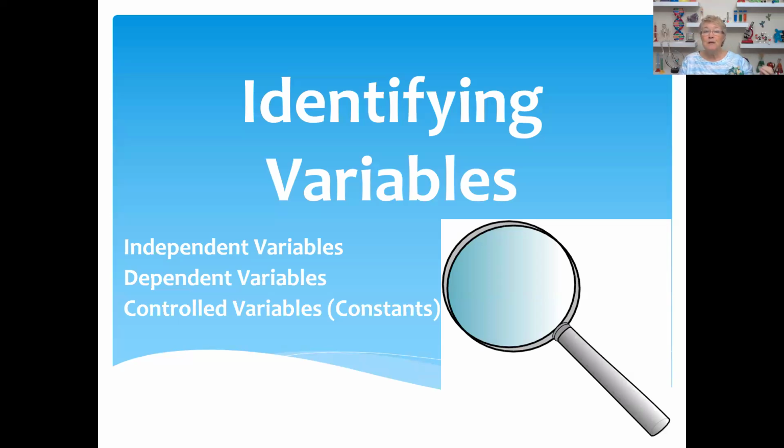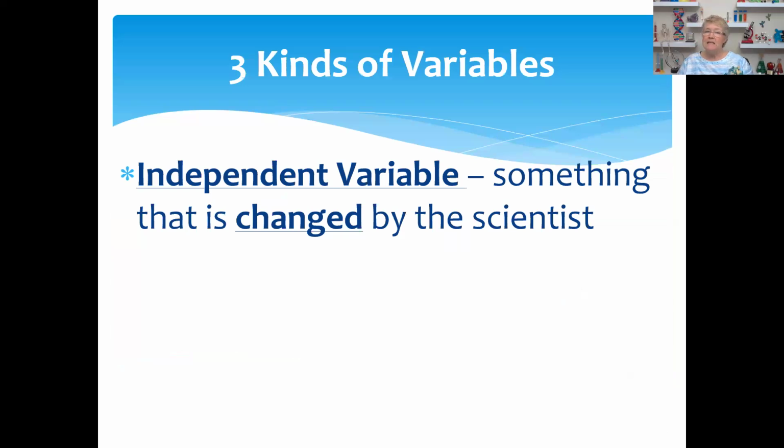The things that could be changed in a science experiment are called variables. And there's 3 different kinds of variables: independent variable, dependent variable, and controlled variable, sometimes called constants. Let's look at each of these now. An independent variable is something you change. It's something that is changed by the scientist. What are we changing in our blacksmith experiment? What's the one thing we're changing?